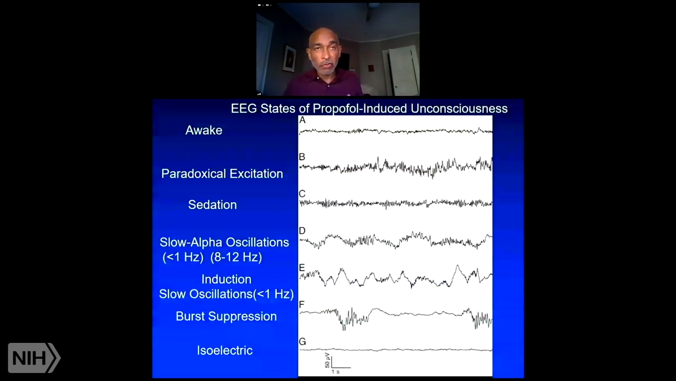And so if I were trying to keep her unconscious just for a colonoscopy or what have you, this is where I would try to maintain her, with oscillations like this. This represents a sedative state, all right? So 12 to 16 cycles per second. And then she went from there, from C right down to E, these large sort of slow oscillations.